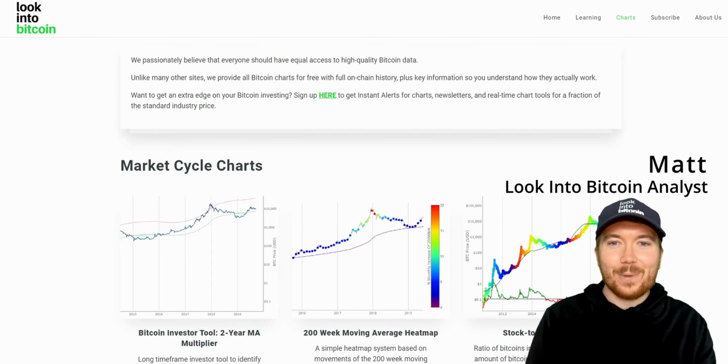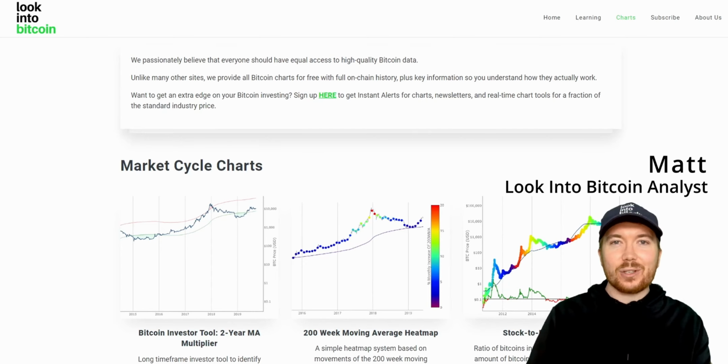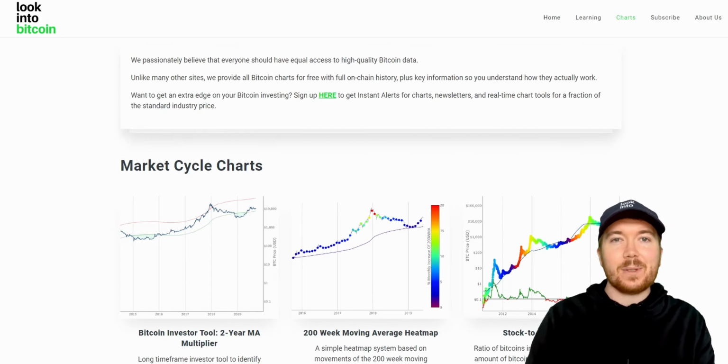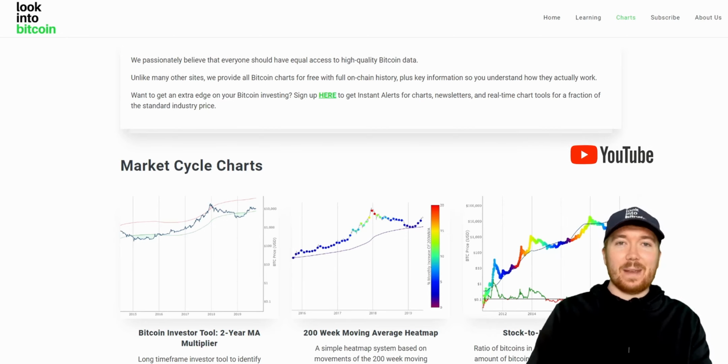Hi everyone, I'm Matt from Look Into Bitcoin, and today we're going to be looking at a shorter term strategy you can implement using on-chain data using freely available resources on lookintobitcoin.com.